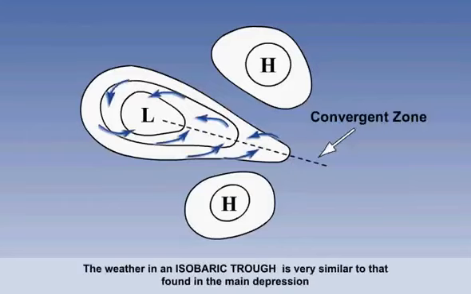Trough weather can be as active, and occasionally even more active, than that of a main depression. Looking at the diagram, the surface winds tend to converge along the trough line. This results in a convergence zone that encourages the air to rise. This convergence zone can be very active, and areas of convergence need to be monitored very closely for potential weather.